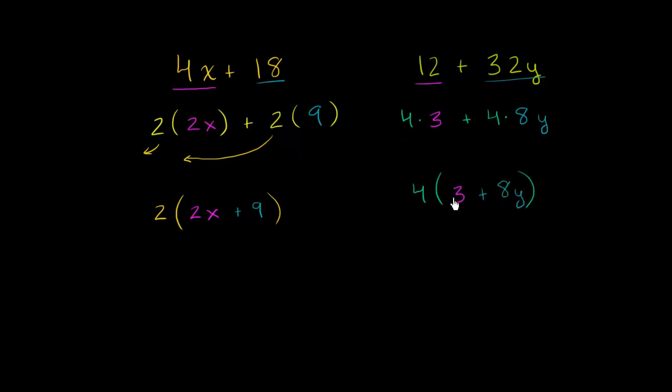And once you do more and more examples of this, you're going to find that you can just do this step all at once. You can say, hey, what's the largest number that's divisible into both of these? Well, it's 4. So let me factor a 4 out. 12 divided by 4 is 3. 32y divided by 4 is 8y.